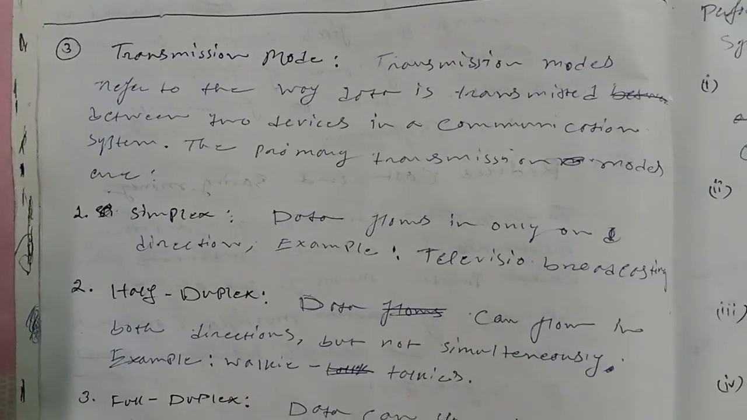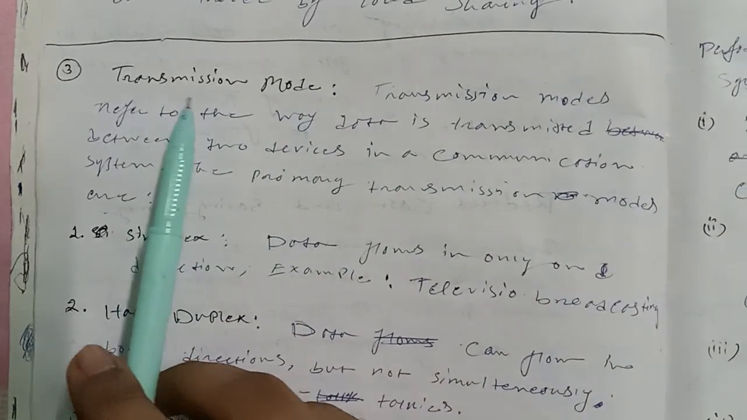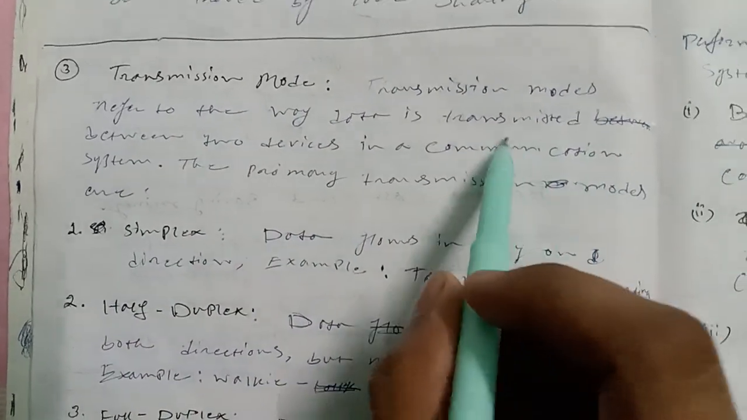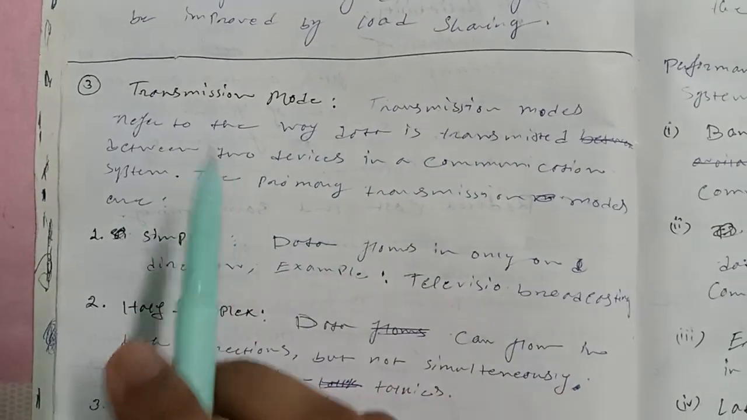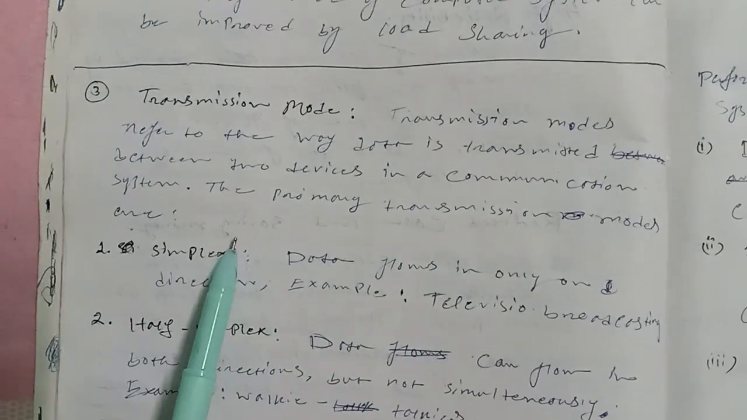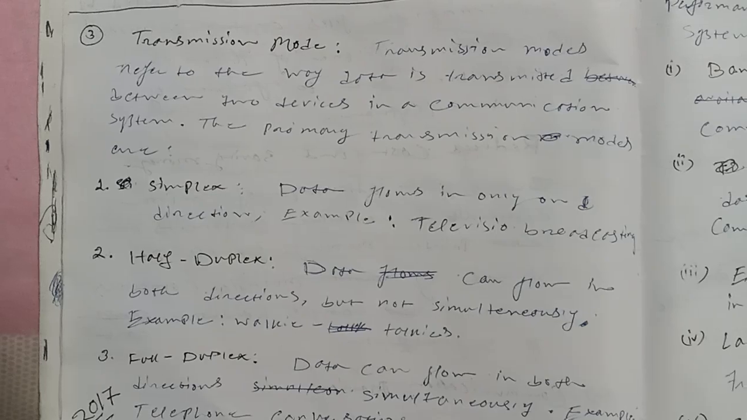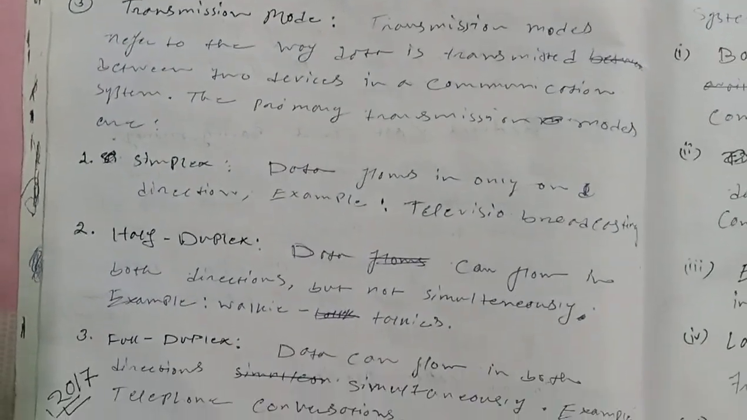This is the second video of our computer networking series. Today we will see what the transmission modes are. Transmission mode refers to the way data is transmitted between two devices in the communication system. The primary transmission modes are simplex, half-duplex, and full-duplex. So there are mainly three types of transmission modes: simplex, half-duplex, and full-duplex.